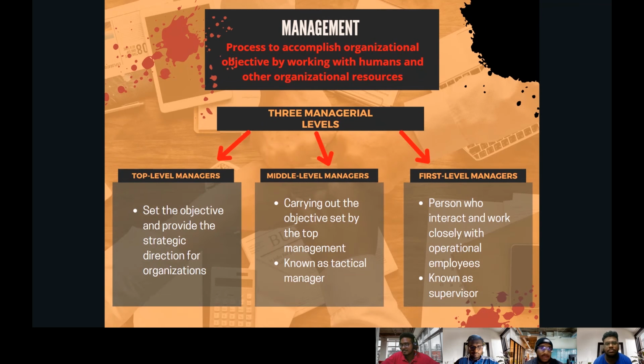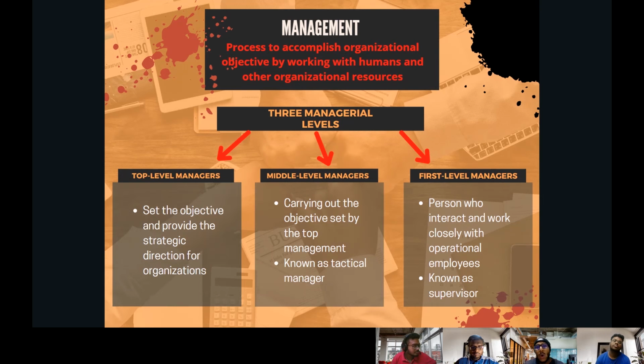Okay, let's see. What is management? Management is a process to accomplish organizational objectives by working with humans and other organizational resources. So basically, there are three managerial levels, which are top level, middle level, and first level.